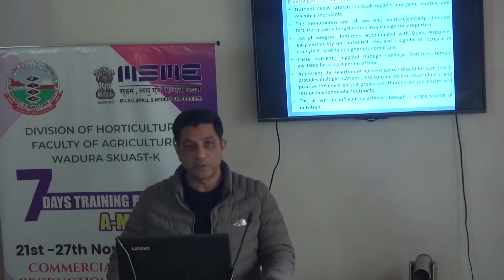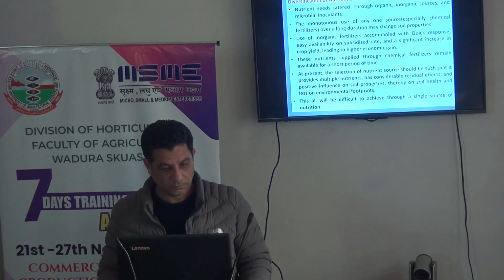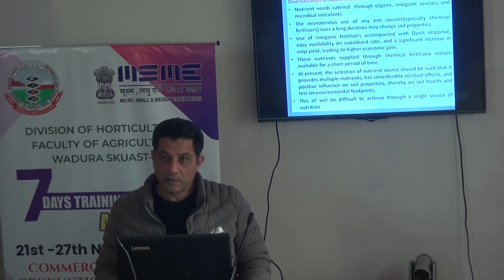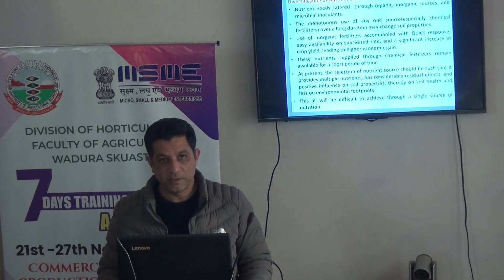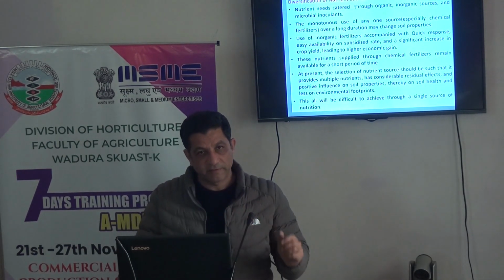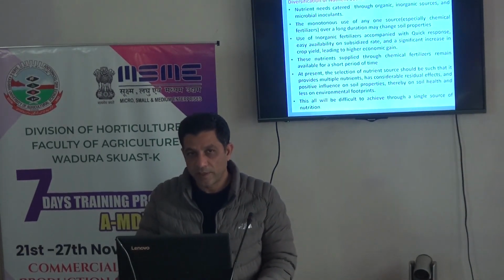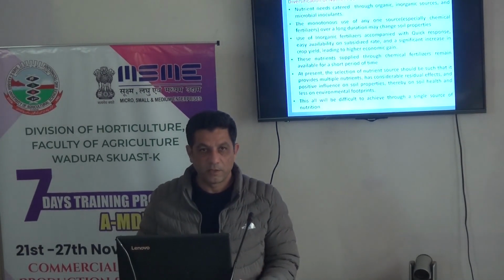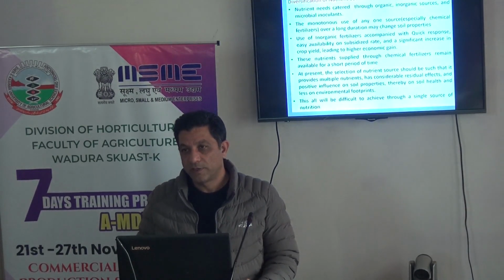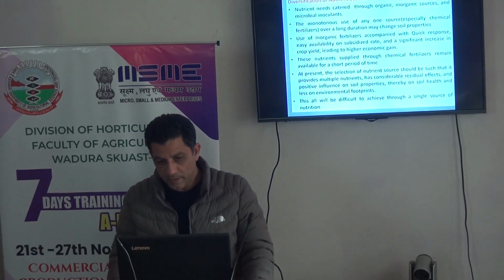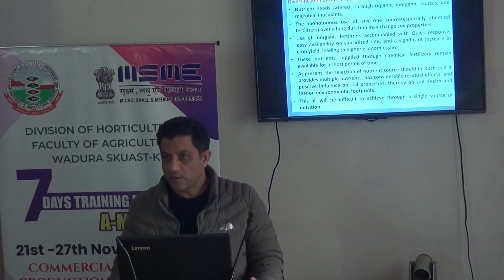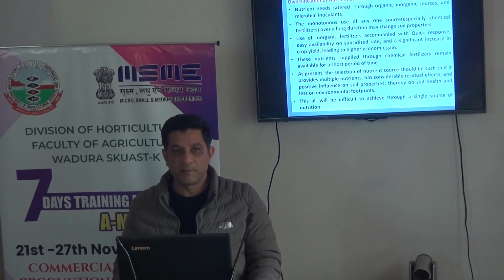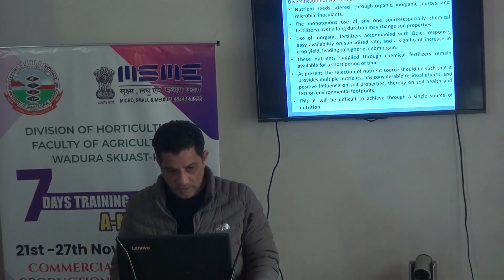So, diversification of the nutrient sources. What does this mean? Basically, we have diverse sources of nutrients. There are organic and microbial organisms, which we normally call biofertilizers. In organic, we have FYM, vermicompost, different types of composts. Then inorganic sources, which you already know. These are the chemical fertilizers like urea, DAP, whatever.